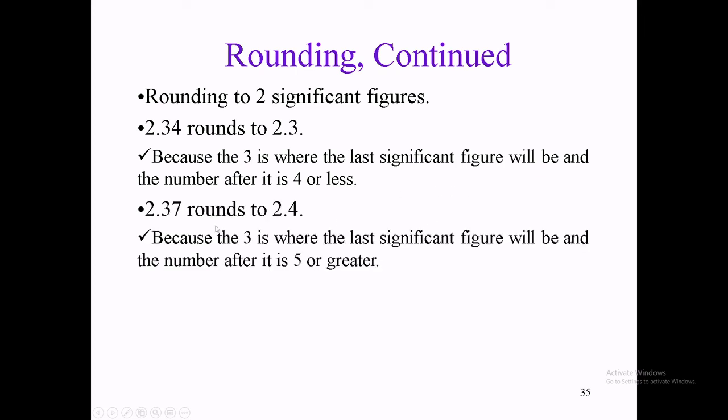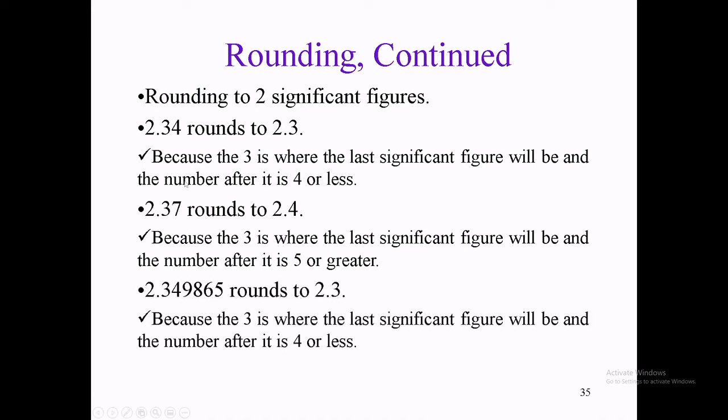If I had a number like this, 2.37, and I want to round this to 2 significant digits, I'm going to go to the one I want to round. I'm going to look at its neighbor to the right. I'm going to say, well, that one's 5 to 9. Therefore, I'm going to round it up, and I'm going to make this 3 into a 4.